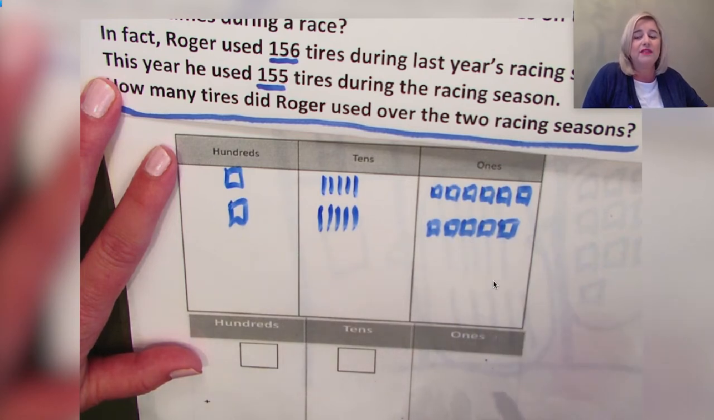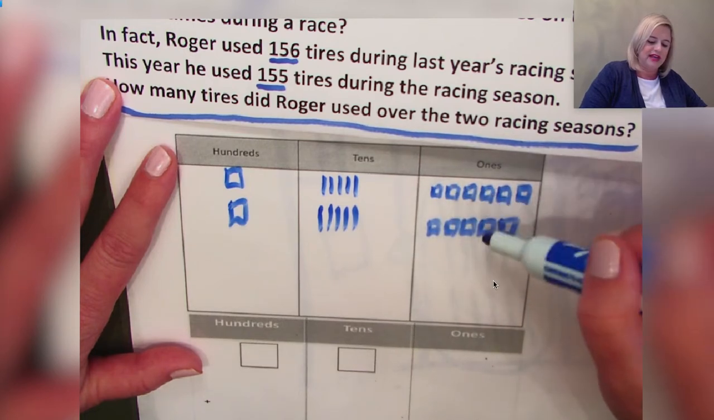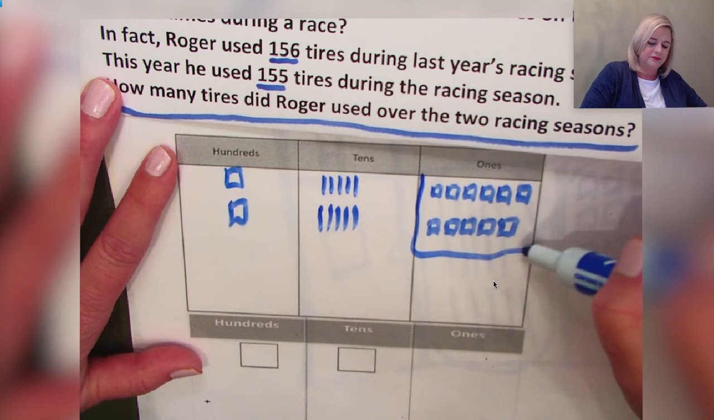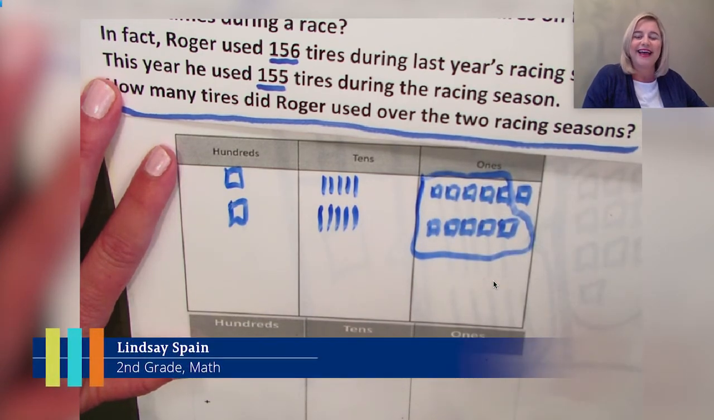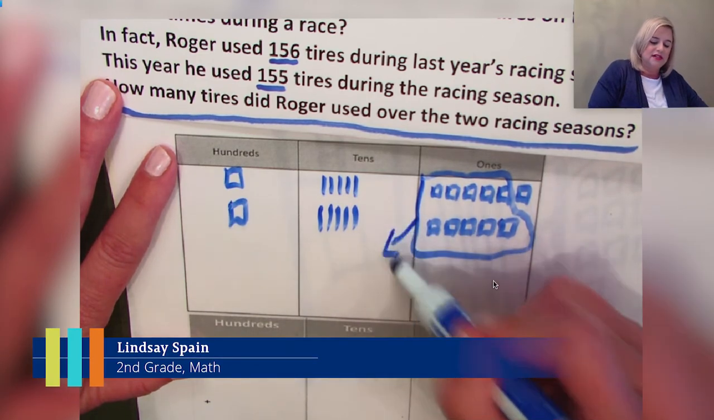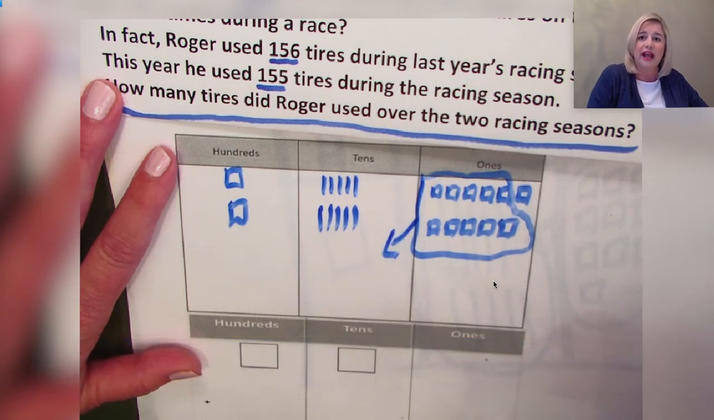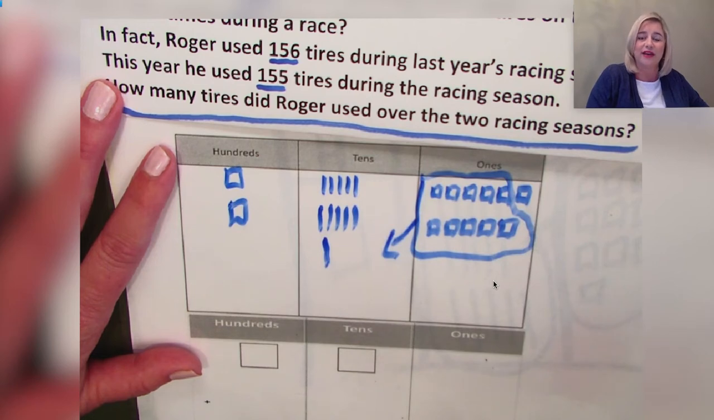So this shows me that I need to regroup. I have to regroup my ones because I cannot have 11 ones because 11 is greater than 9. To regroup, we will draw a circle around 10 ones. 1, 2, 3, 4, 5, 6, 7, 8, 9, 10. Can you do that for me? Excellent. Next, I will draw an arrow pointing to the tens place to show that the 10 ones are now a new 10 rod. I traded in the 10 ones for one 10 rod.